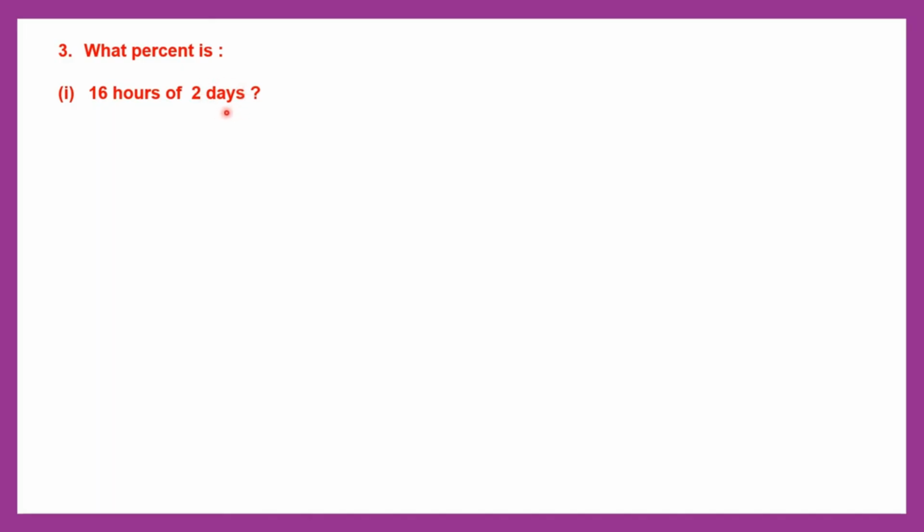So always convert the bigger unit to the smaller unit. That means convert days to hours. So let's do that. Let's take 2 days. How many hours are there in 2 days? Now in 1 day, how many hours do you have? 24 hours. So in 2 days, it will be 24 into 2. 24 twos are 48. So this will be 48 hours. So 2 days is now 48 hours.